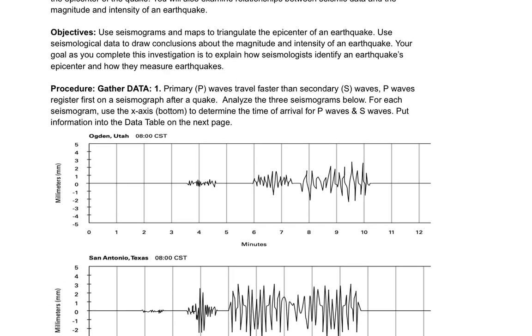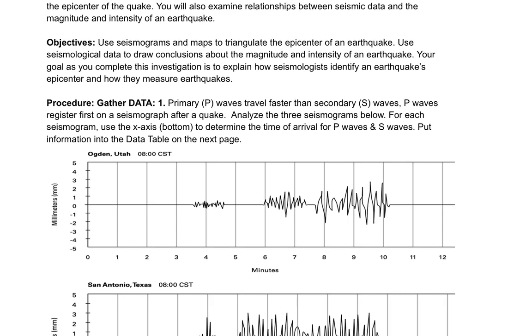All right, so here is the seismograph data for Ogden, Utah. And you'll notice the first wave to arrive right here is the P wave. The second wave to arrive is the S wave. And over here, the slowest and third to arrive is the surface wave.